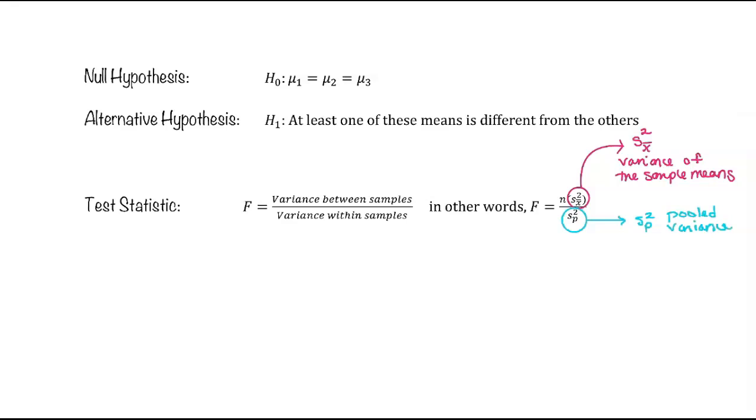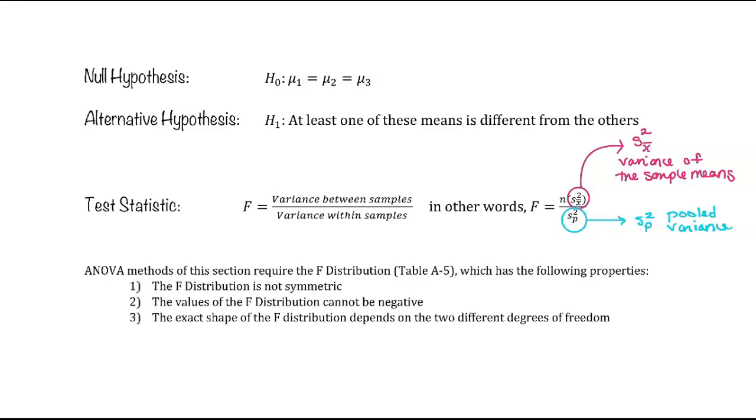In our first example, we'll calculate the test statistic by hand so you can get a better idea of what we mean by the variance between the samples and the variance within the samples. Lastly, notice that our test statistic is an F statistic. ANOVA methods require the F distribution. In your textbook, that's table A5, and it has these properties. The F distribution is not symmetric. The values cannot be negative, and the shape depends on 2 different degrees of freedom.